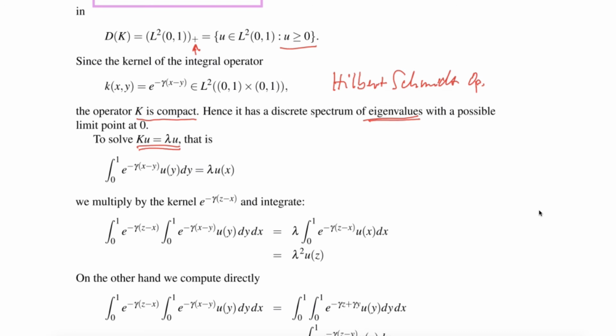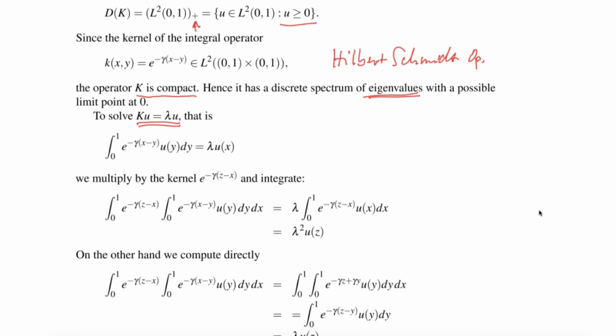Now we multiply this by the kernel again, e to the minus gamma z minus x, and we integrate over x. Okay, so then here is the factor, and here on the other side is the factor. Lambda just comes out, and then we integrate this whole thing on x. But just by definition here on the right, this term will be equal to lambda u. So this is equal to lambda u again. So then together we get a lambda squared u.